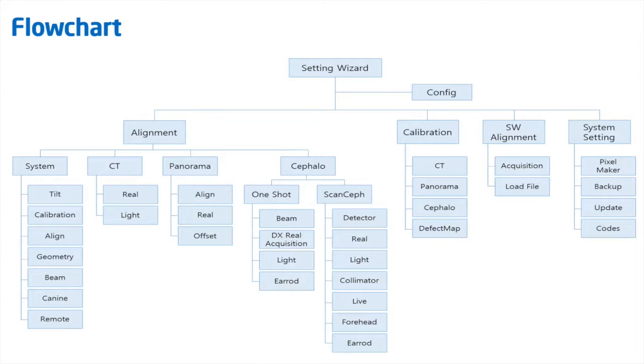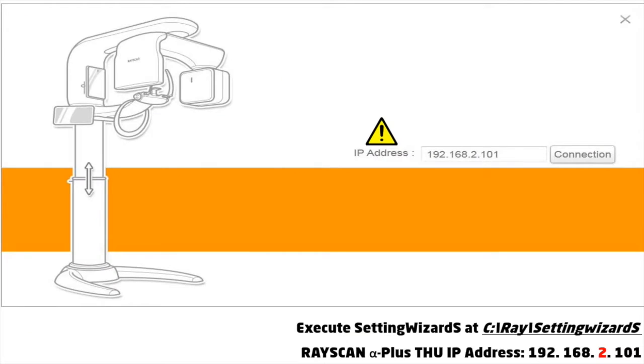This is the flowchart of the SettingWizardS. If you need any further support, please contact CS Group. To run the software, go to My Computer, C Drive, then go to RAY Folder, and execute SettingWizardS. Note, the IP address of the touchscreen is 192.168.2.101.